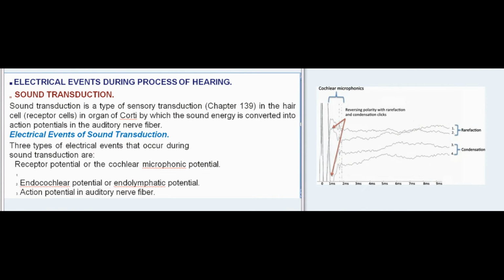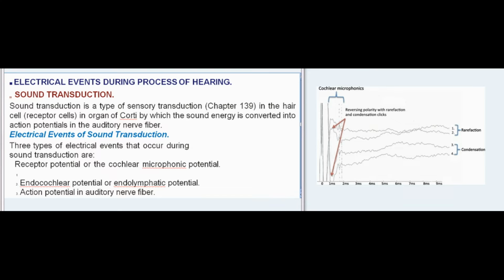Electrical events during process of hearing. Sound transduction. Sound transduction is a type of sensory transduction, Chapter 139, in the hair cell, receptor cells, in organ of Corti, by which the sound energy is converted into action potentials in the auditory nerve fiber. Electrical events of sound transduction.